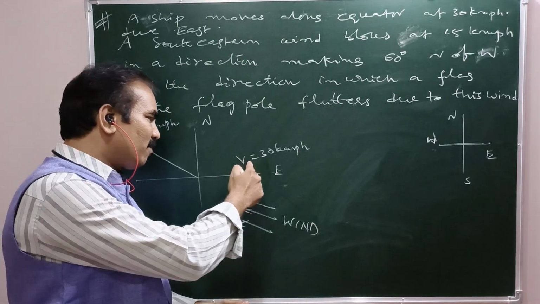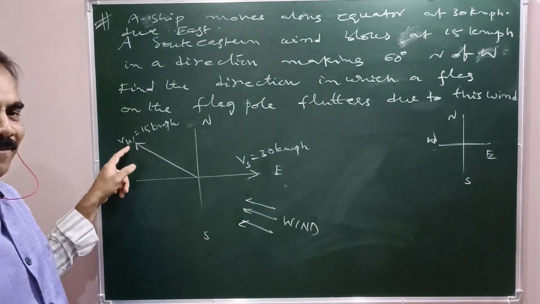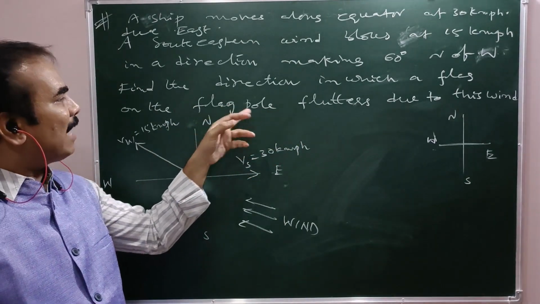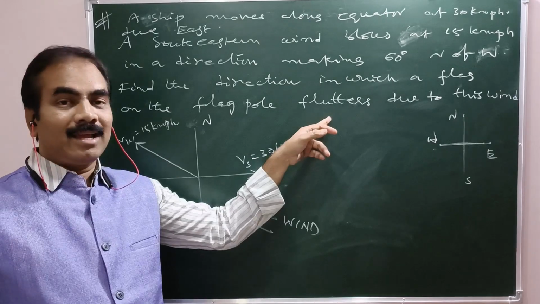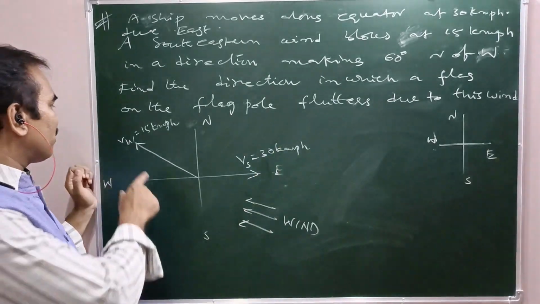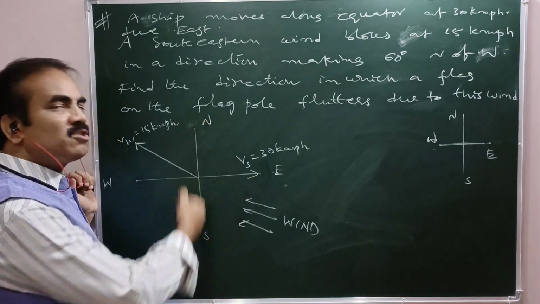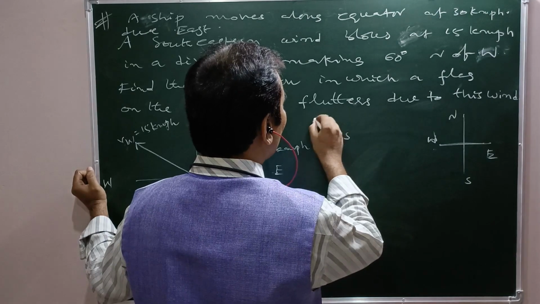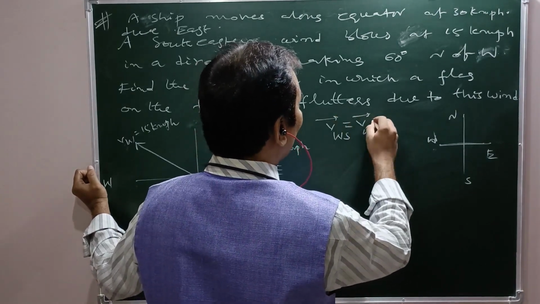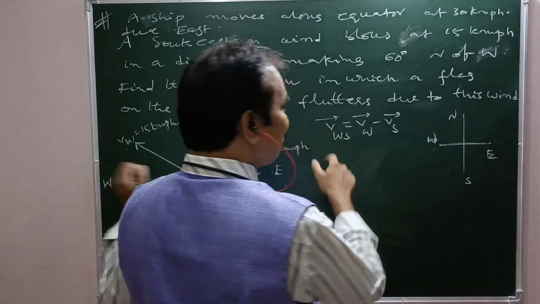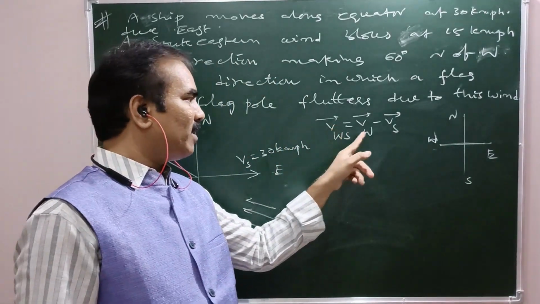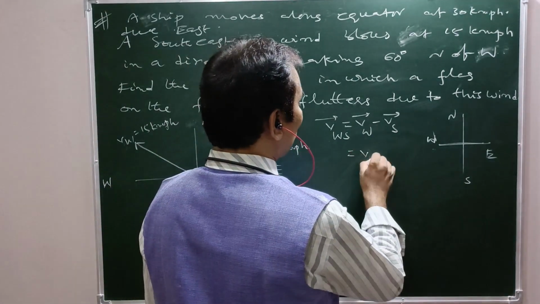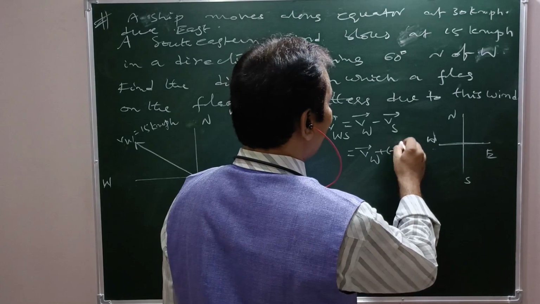This is the velocity of the ship with respect to the ground, and this is the velocity of wind with respect to the ground. But a flag fixed to a flagpole must flutter in the direction in which the wind blows with respect to the ship. The velocity of wind with respect to ship is VW bar minus Vs bar, where VW is the velocity of wind and Vs is the velocity of the ship.